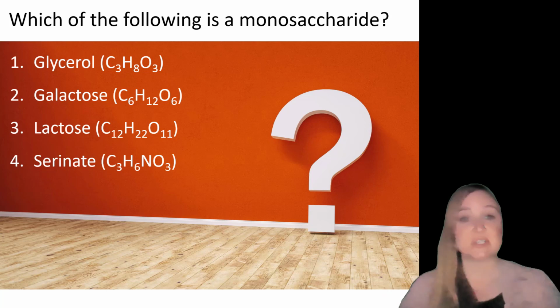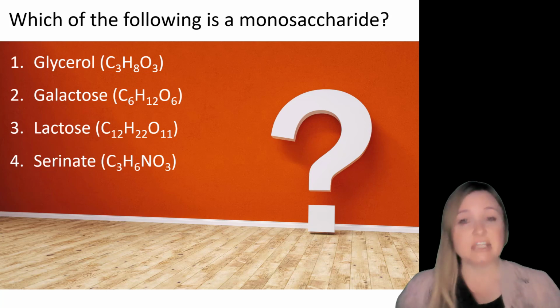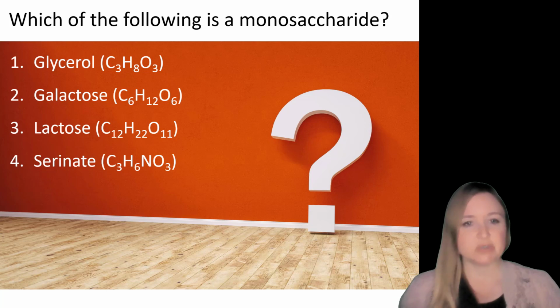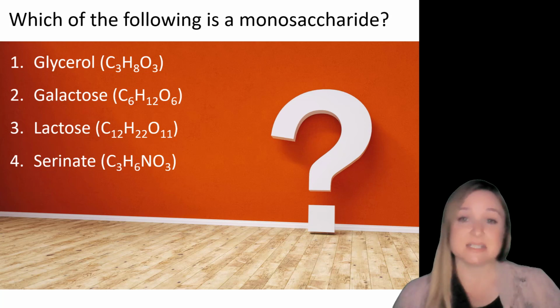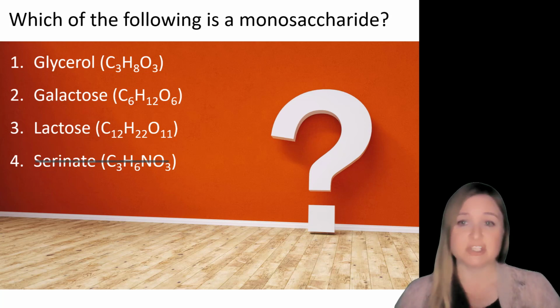Okay, so this question asks, which of the following is a monosaccharide? Now we know that monosaccharides are carbohydrates that contain carbon, hydrogen, and oxygen. If we look at all of these, we see that glycerol, galactose, and lactose have carbon, hydrogen, and oxygen. Serenate does as well, but it also has nitrogen. That's what the N is for. Okay, so we can cross out serenate because monosaccharides and disaccharides only have carbon, hydrogen, and oxygen in them.